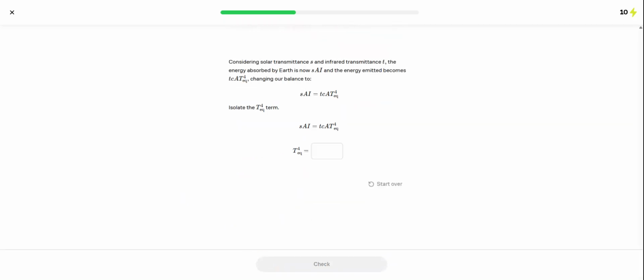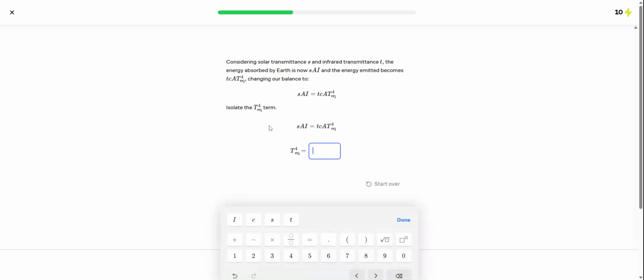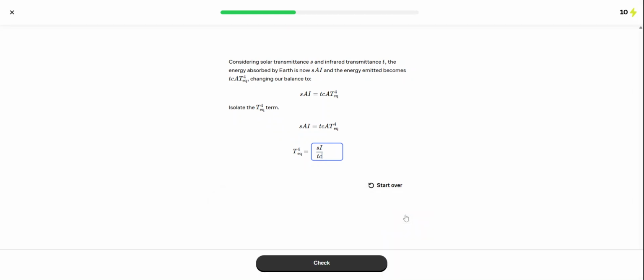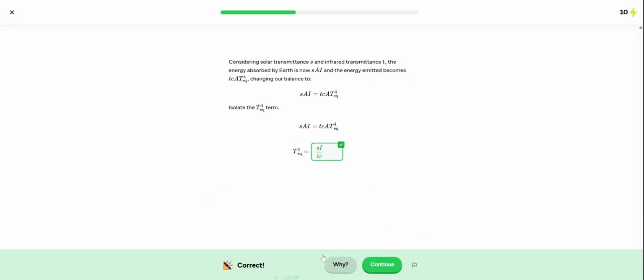Now, considering solar transmittance, variable S, and infrared transmittance, variable T, the energy absorbed by Earth is now S times A times I, and the energy emitted becomes T times A times σ times T_EQ to the power 4. Change our balance to the following. Now, isolate the T_EQ^4 term again. So this time it should be, wait, S times I divided by T times σ. Let's check it. Yup, that's correct. Why, for reasoning?